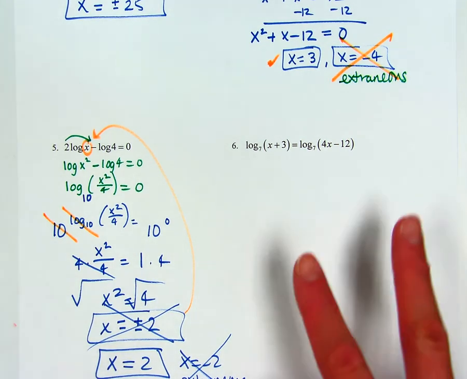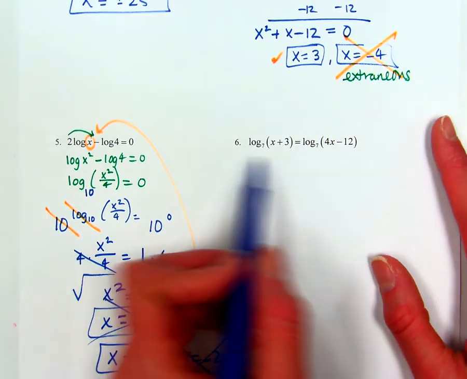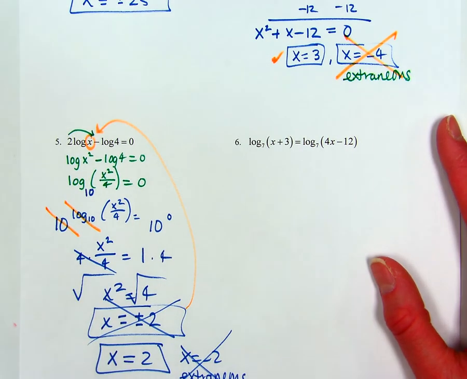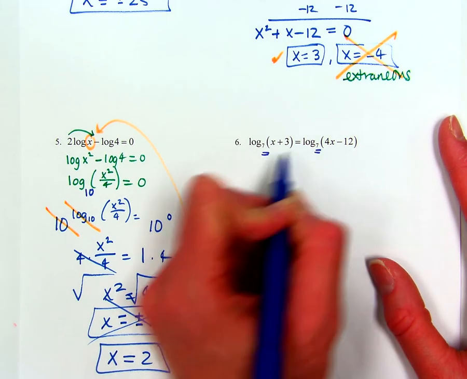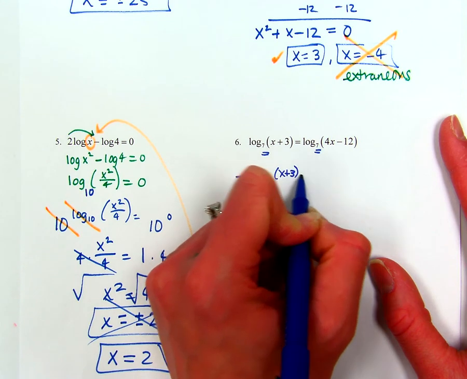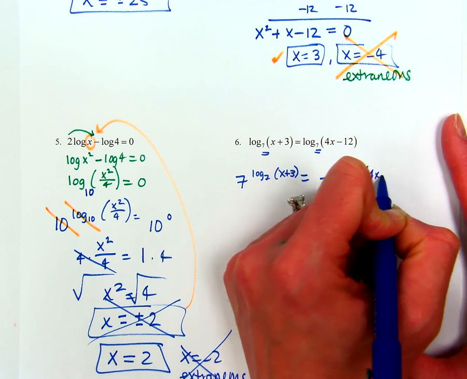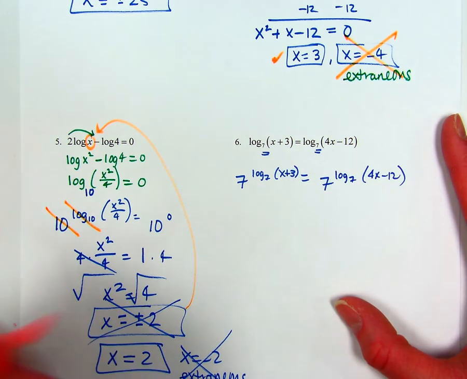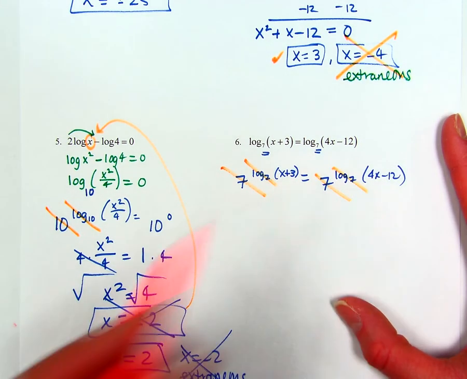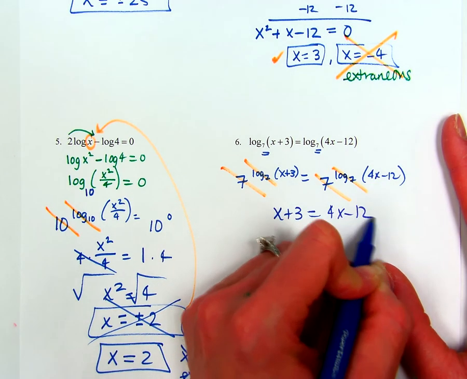We don't need to condense because these logs are on opposite sides of the equation. So what we can do is just go right to step 2, which was convert to exponential form. So you look at your bases. So we have 7 to the log base 7 of x plus 3 equals 7 to the log base 7 of 4x minus 12. All right, so my 7 and log base 7 should cancel. All I'm left with is x plus 3 equals 4x minus 12.